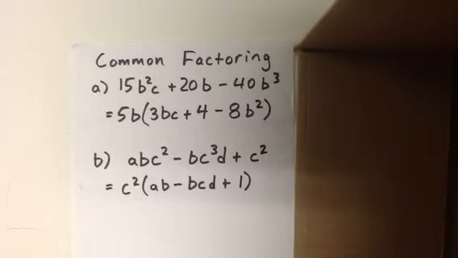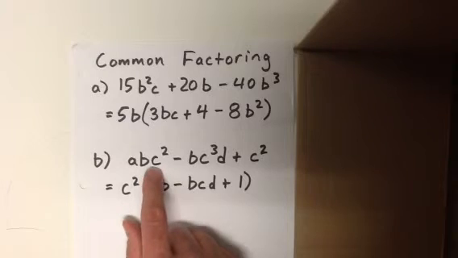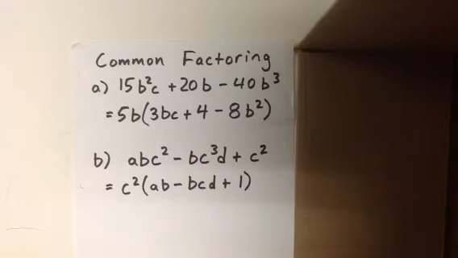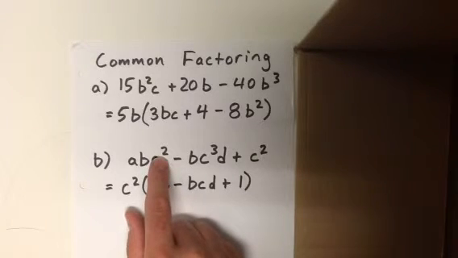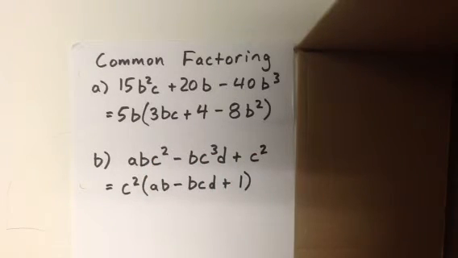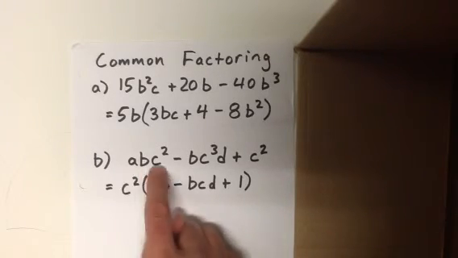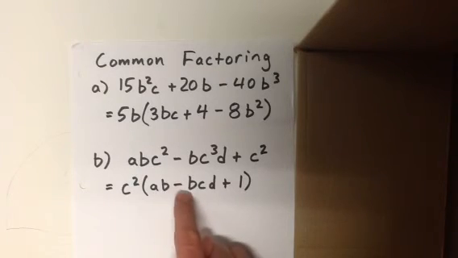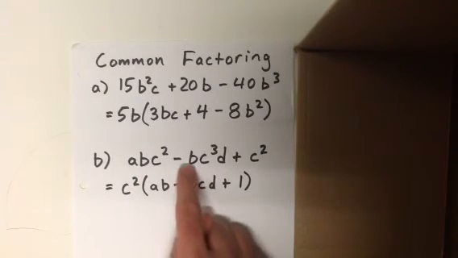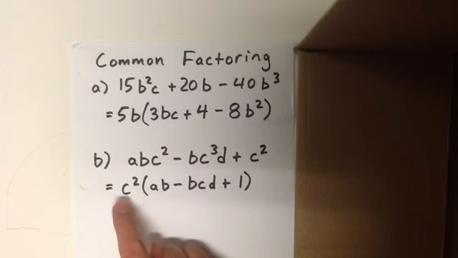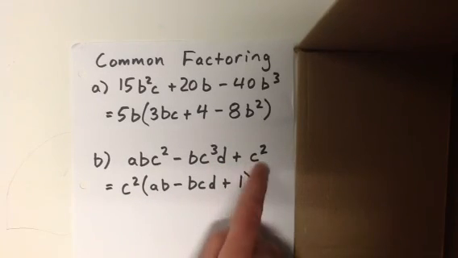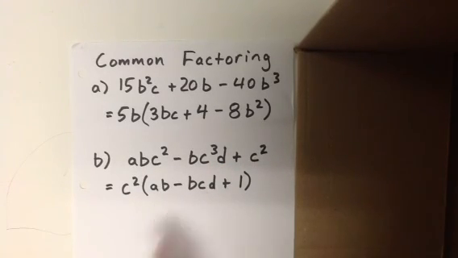And a quick way of remembering that is if you see the variable present in all 3 terms, and it's in every term, then what you can do is factor out the lowest exponent on any one of those. So in this case, that's c squared. Well, c squared times ab is abc squared. c squared times negative bcd is negative bc cubed d. And finally, c squared times positive 1 is positive c squared. And so this is our answer.